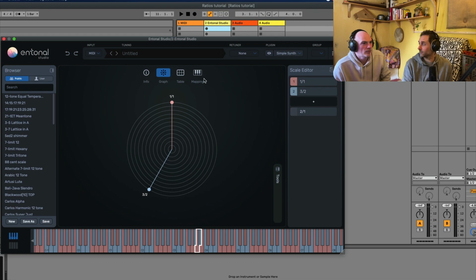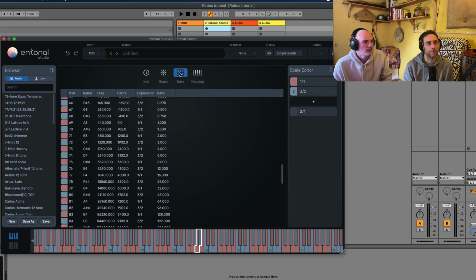So if you don't mind me asking, it might be a very silly question. No, there are no silly questions. If you go back to the table, you've got A being 440. So what we're doing is multiplying 440 times 3 divided by 2. Is that how we get the 660?